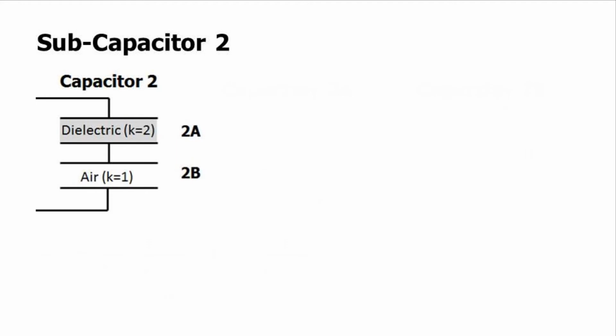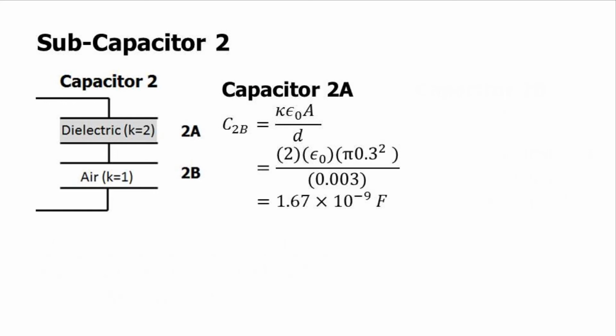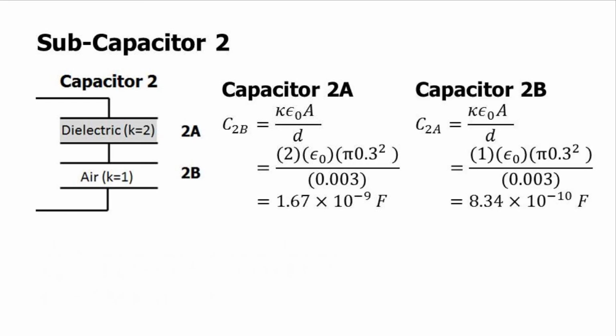We will then calculate the capacitance of the two subregions of subcapacitor 2. We will first calculate the region that has the dielectric with dielectric constant 2. We just use the parallel plate capacitance equation. We can then do the same equation for the region that has the dielectric constant of 1 because there is air between the two plates.